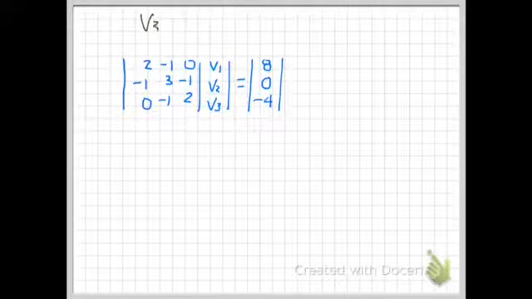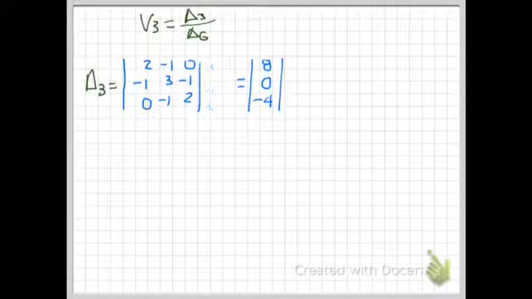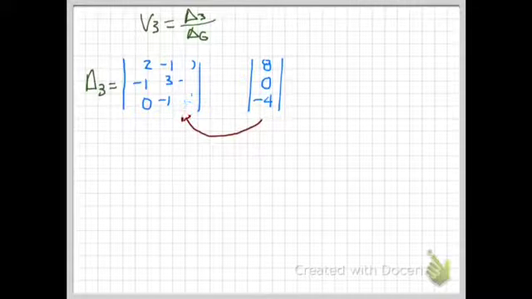Now we want to find voltage v sub 3. Voltage v sub 3 is going to be determinant 3 divided by general determinant. For the determinant 3, we take our system of equations, the coefficients of the general matrix, and the resultant vector, and we're going to replace the third column of the coefficient matrix with the resultant vector. We also have to select if we're going to use a column or a row to find the determinant. So in our case, we're going to use the first column.